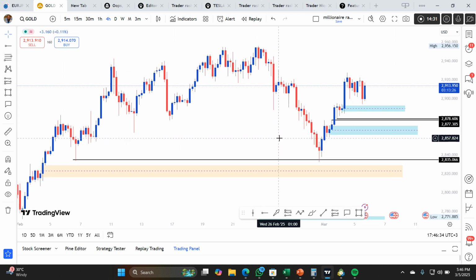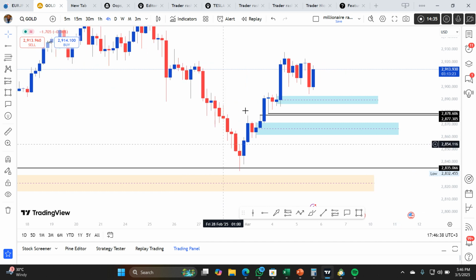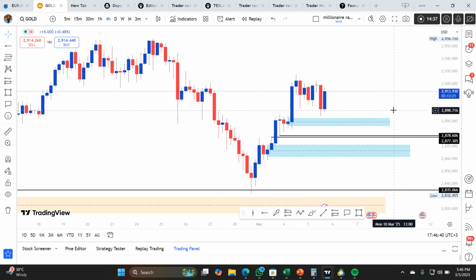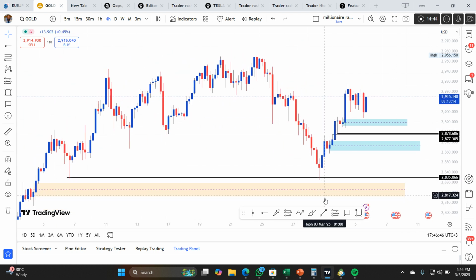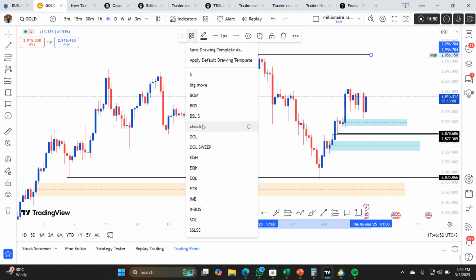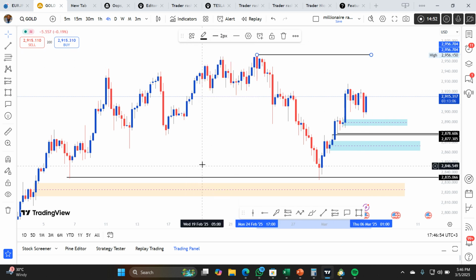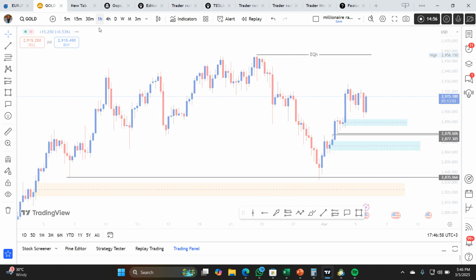Now, just keeping up with this 4-hour time frame, we can see that we are slowly printing bullish movements. Of course, I will be expecting to see the market continuing to go to the upside. Why? Because we still have equal highs at this particular zone where we will be expecting to see the market rushing towards, and maybe that will be our trading zone.